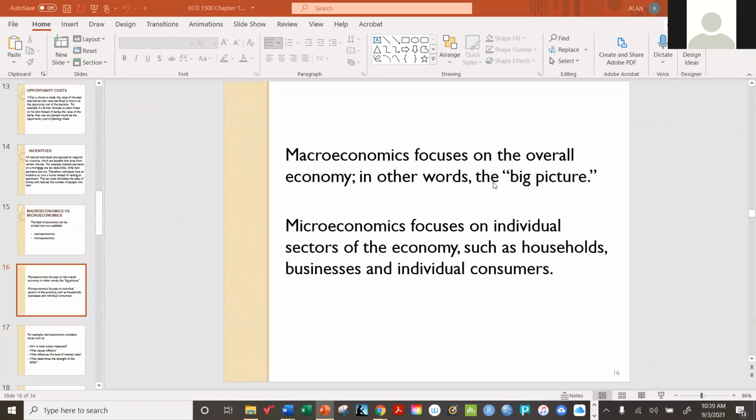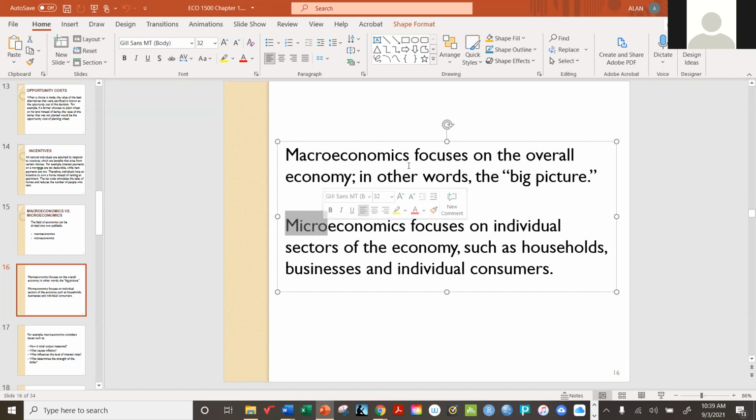Yes, macro is the big picture. You can tell by that prefix, macro. Micro means we're looking, I guess you could call it the little picture. You're looking at individual decision-making units, households, businesses, consumers. How do they make decisions about how to allocate their resources? The macro economy, presumably, is just a result of all these decisions made by individuals, firms, and households.